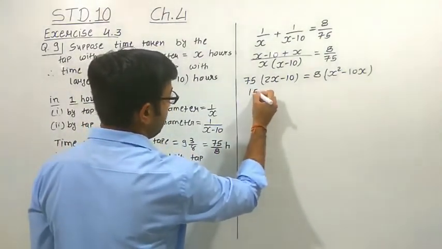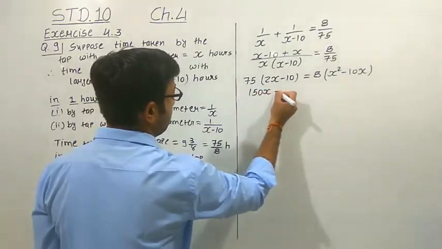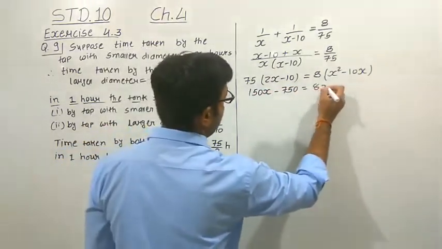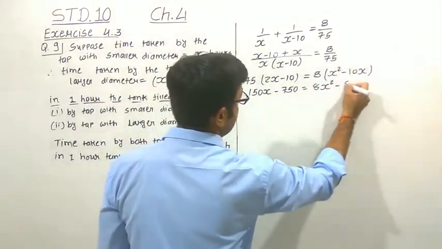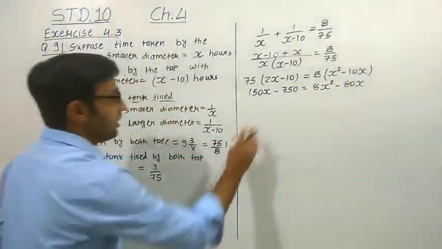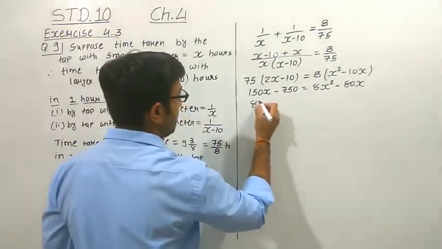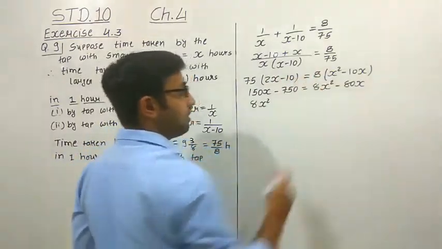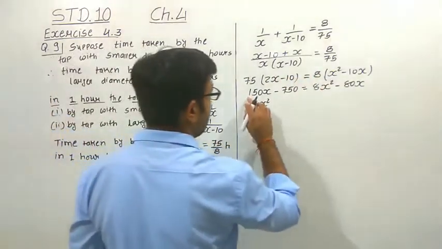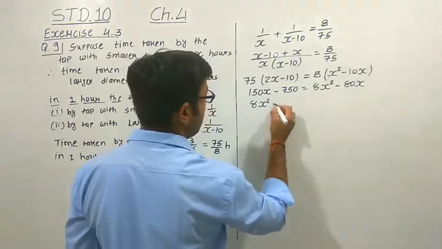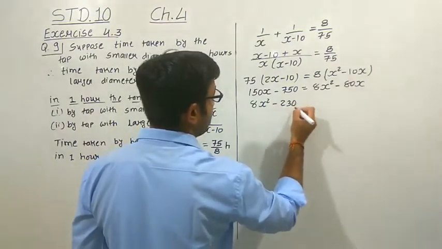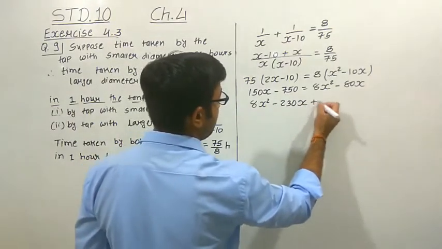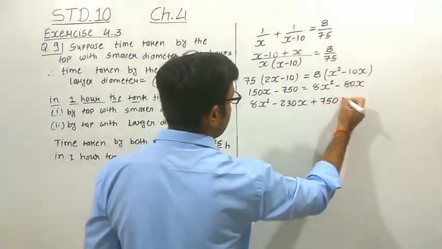75 2s are 150x minus 750 is equal to 8x square minus 80x. Now take both these terms to the right hand side. We get 8x square minus 80, this 150 will also become minus. So 150 plus 80, that is 230x, and this 750 will become positive, plus 750 is equal to 0.